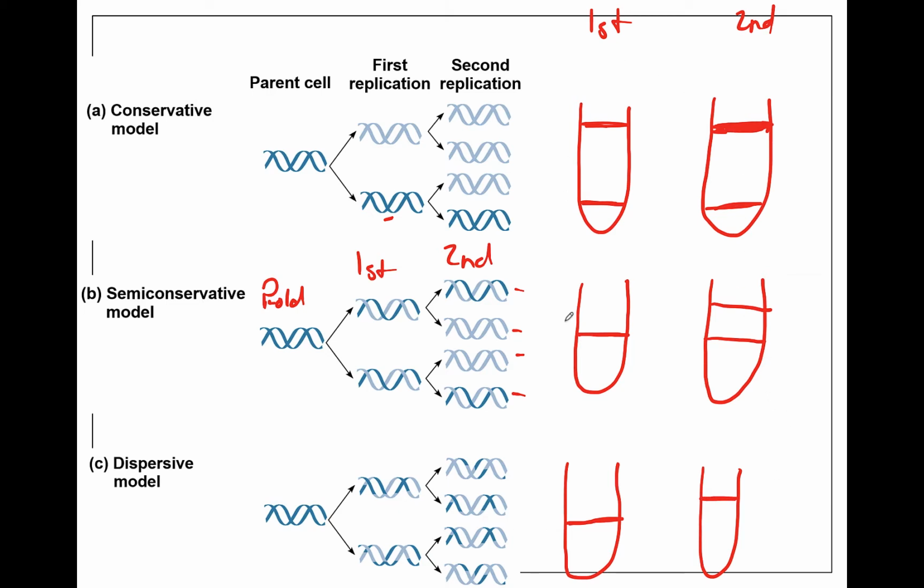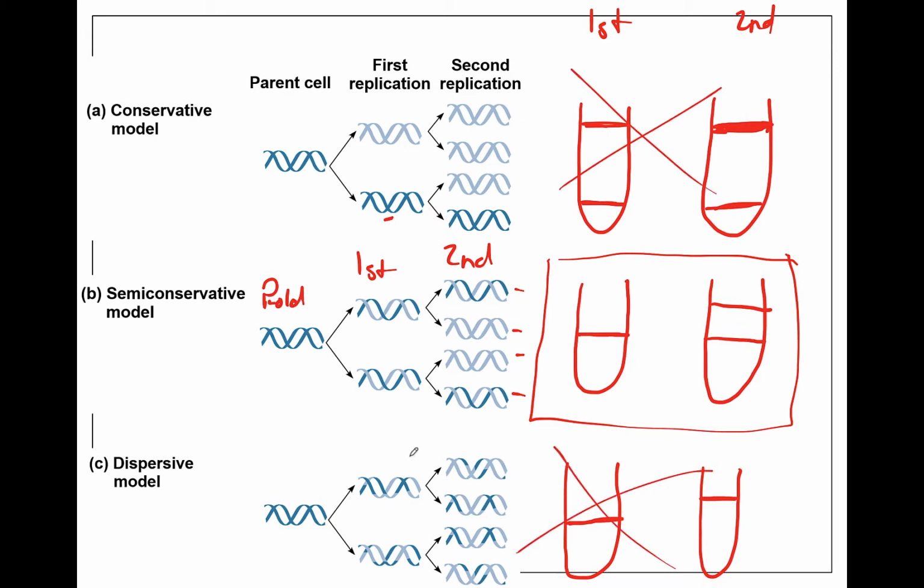And what Meselson and Stahl saw is that this was actually the pattern of centrifuge results, where they had one line on the first replication and two lines after the second. And so they were able to eliminate the conservative as well as the dispersive model and say that Watson and Crick's semi-conservative model was in fact the way that DNA was replicating.